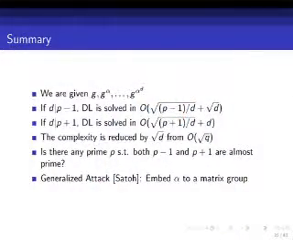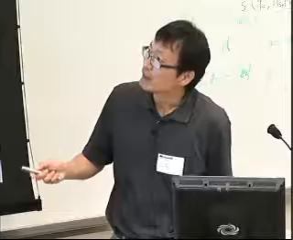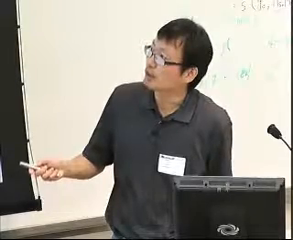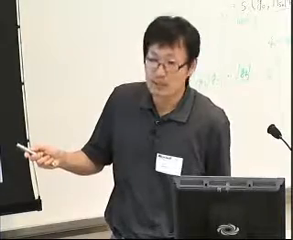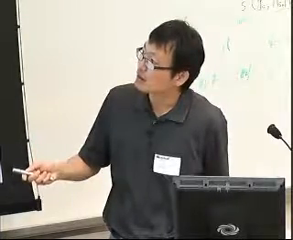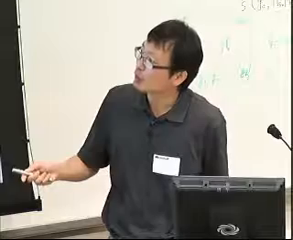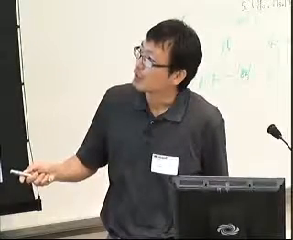So as a summary, when you are given d plus 1 elements, if d is a divisor of p minus 1, the complexity is reduced by square root of d. And it holds also when d is a divisor of p plus 1.